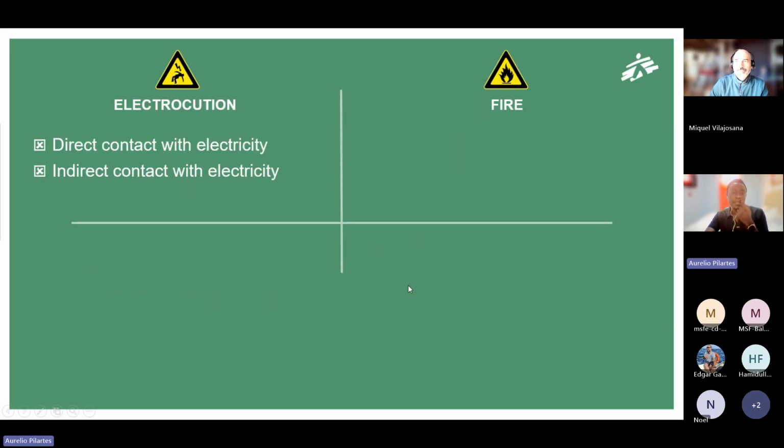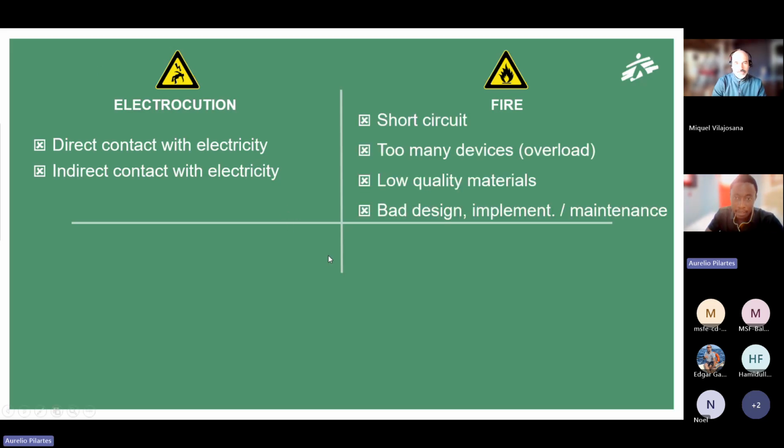So here, as he mentioned before, electrocution can be due to direct contact or indirect contact with electricity. Direct contact simply means the person touches the cable, the conductor carrying electricity, directly. Indirect contact means the person touches a metal case or any plate that is also being touched by a conductor. In both cases, the person will have a shock hazard. So this is the risk of electrocution.